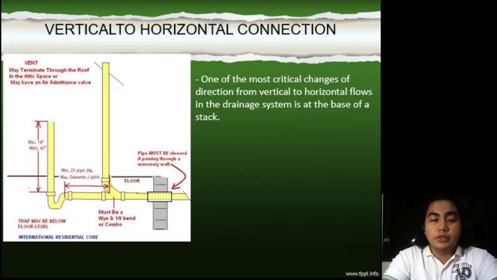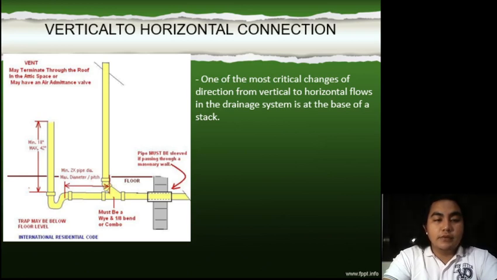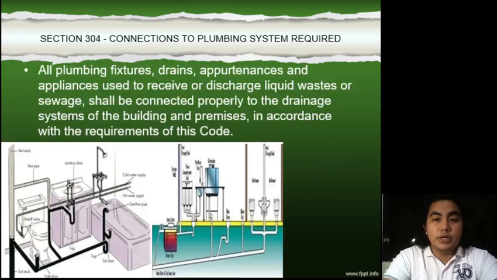Vertical to horizontal connection. One of the most critical changes of direction from vertical to horizontal flows in the drainage system is at the base of the stack. This can be addressed by using a 45-degree branch with proper installations.